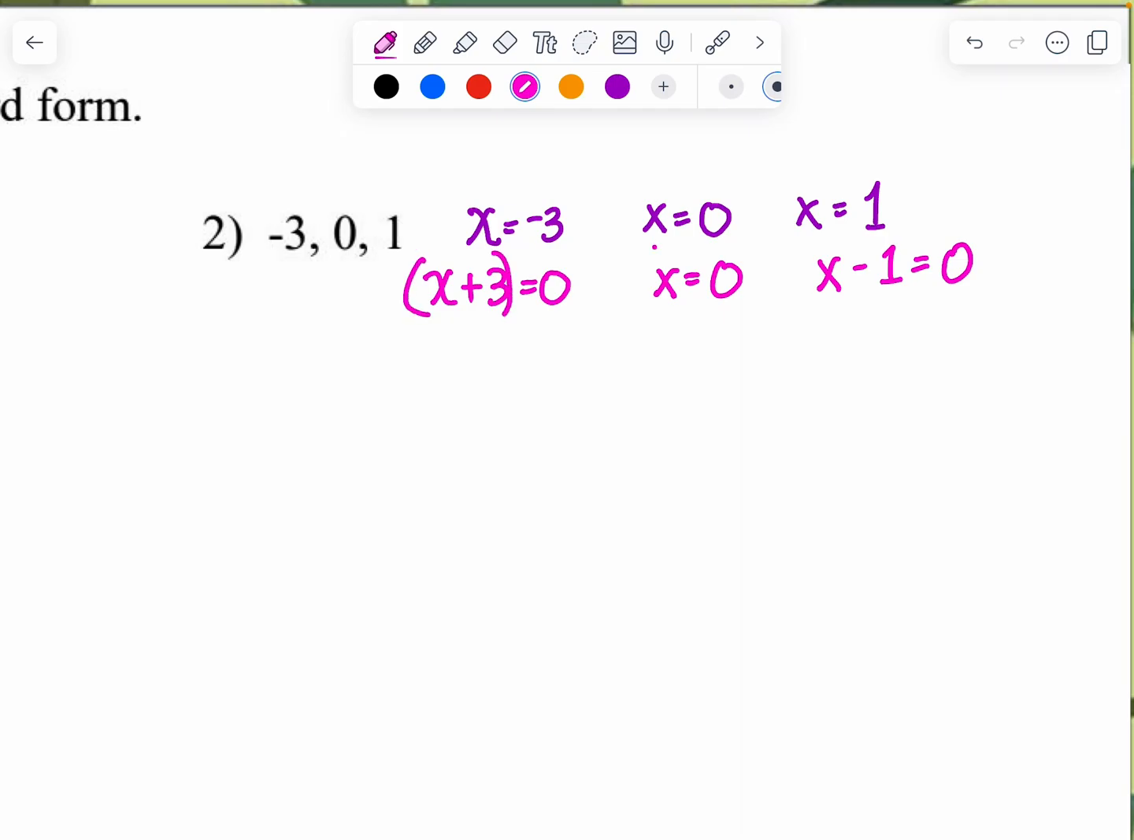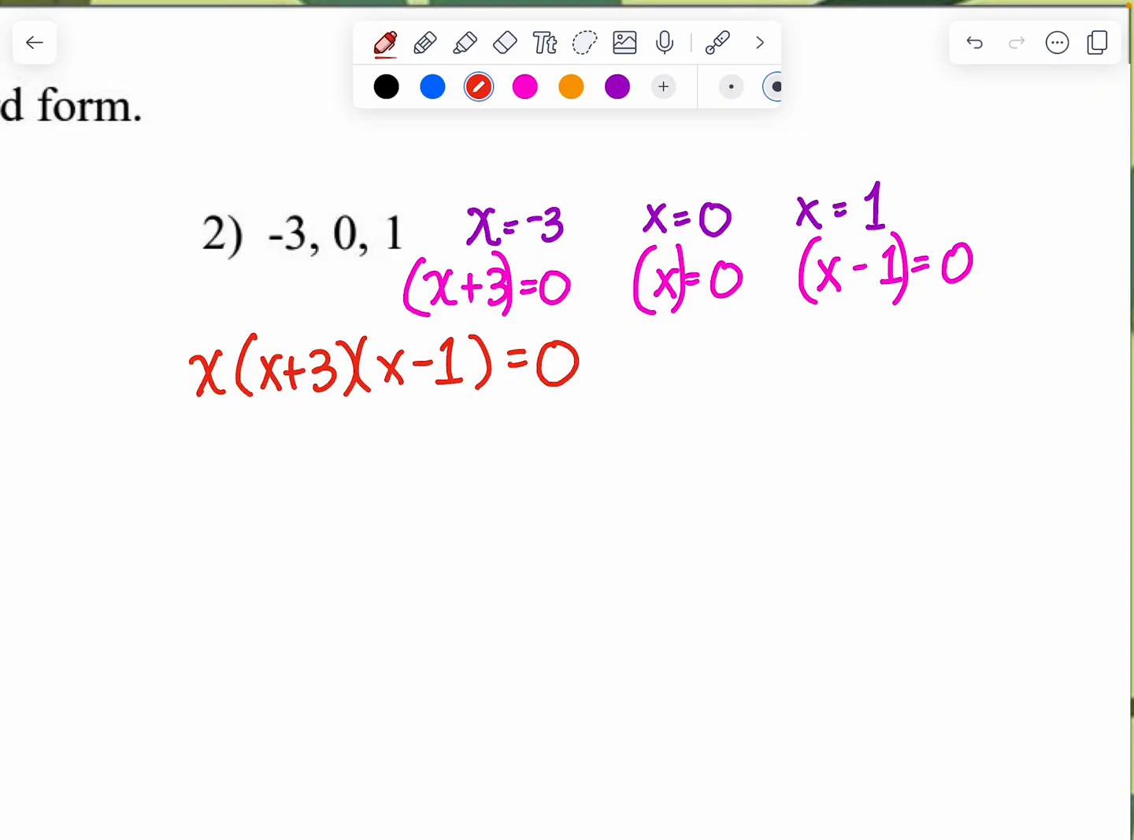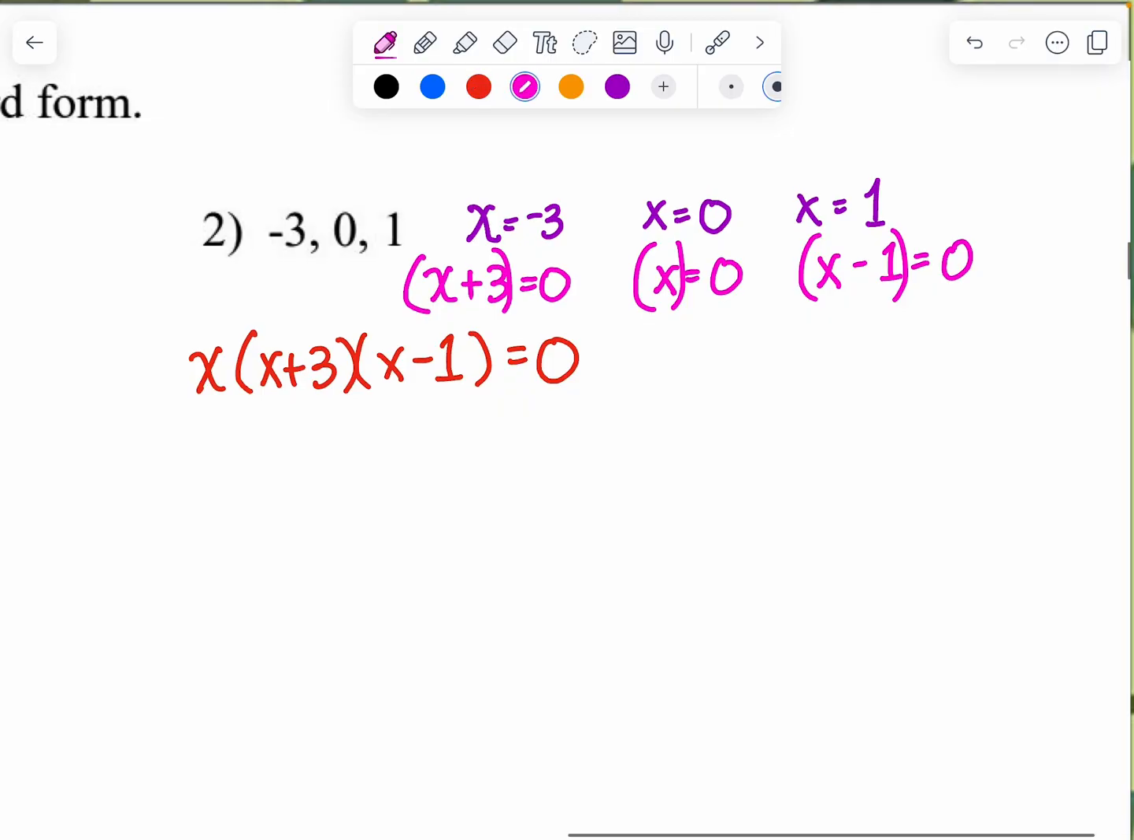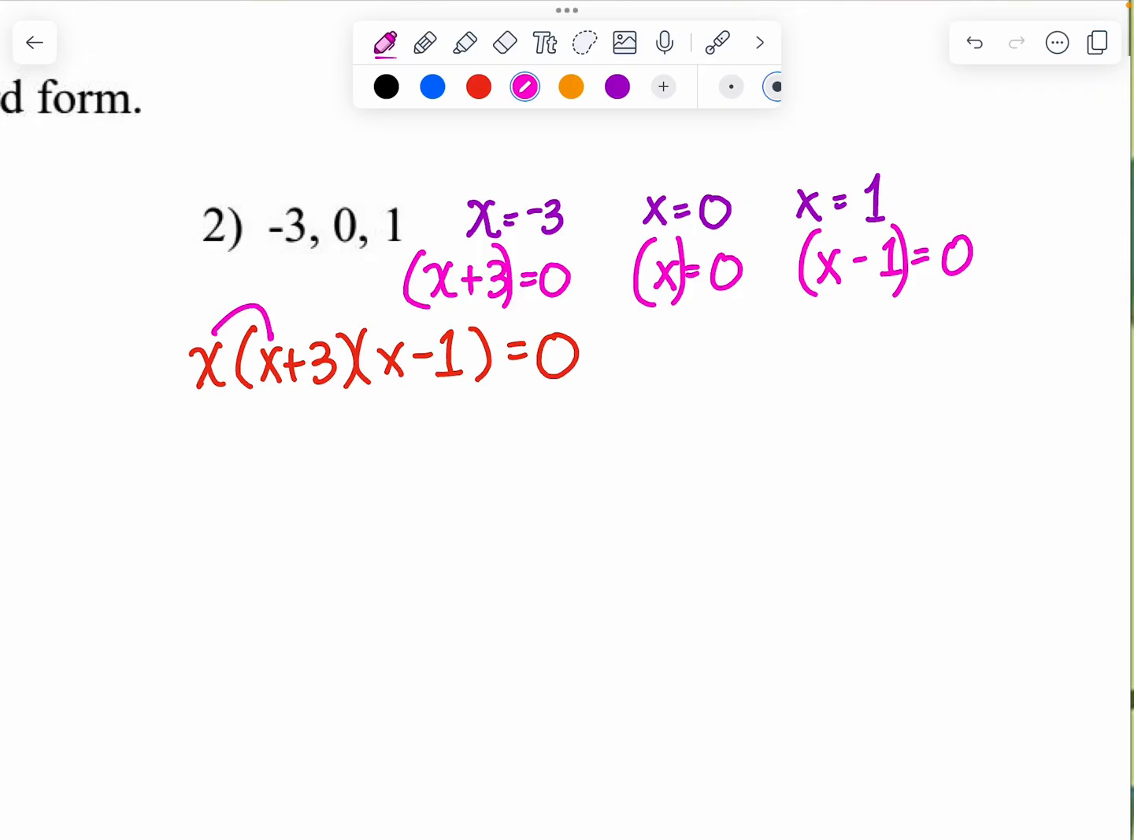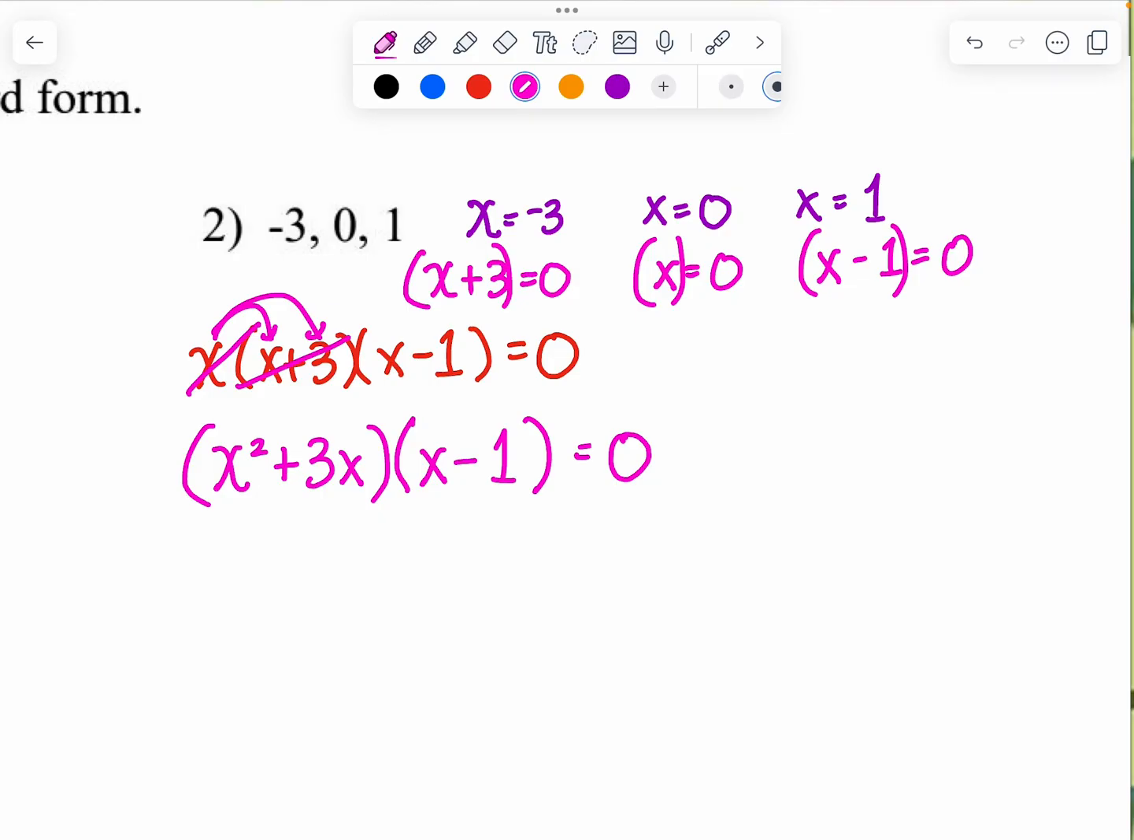So I have 3 factors. I'm going to go ahead and put those factors in a way that I'd like to see them. I like x up front, x plus 3 times x minus 1, and all of that's equal to 0. Now, we've seen this before when we were factoring and solving. So this isn't new, we're just working backwards to get to the polynomial. So now I need to multiply this out. X times x is x squared, x times 3 is plus 3x. And then I've taken care of those two. Now I need to remember to multiply that times my last factor, x minus 1.